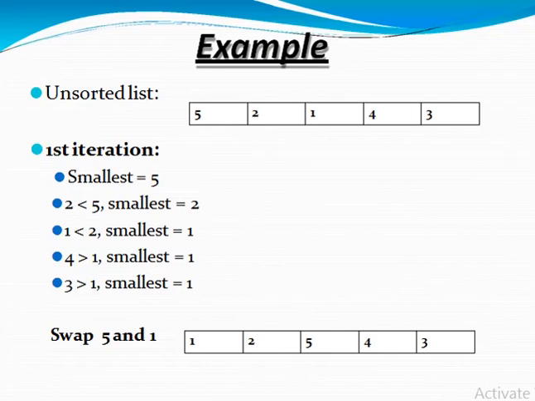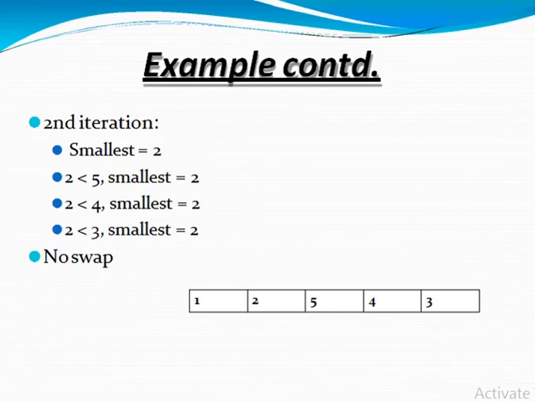The whole process we have to do until you get the complete list in sorted order. If I swap 1 with 5, my list will become like this: 1, 2, 5, 4, 3. The rest of the elements are not yet sorted.